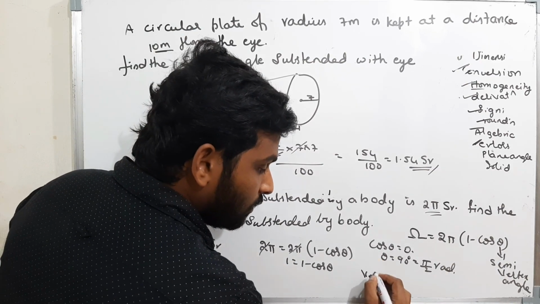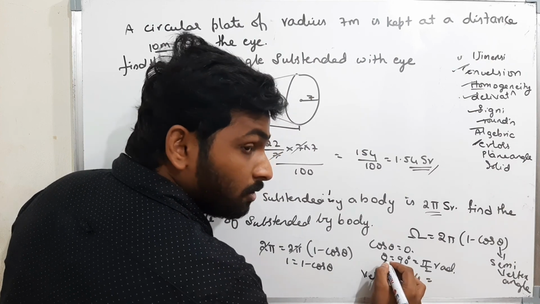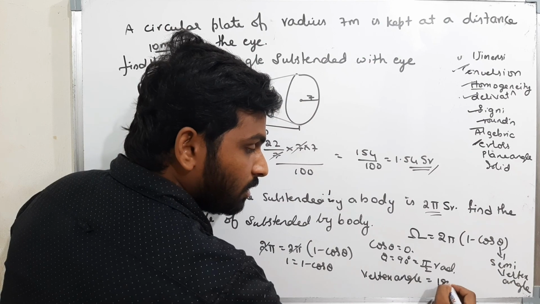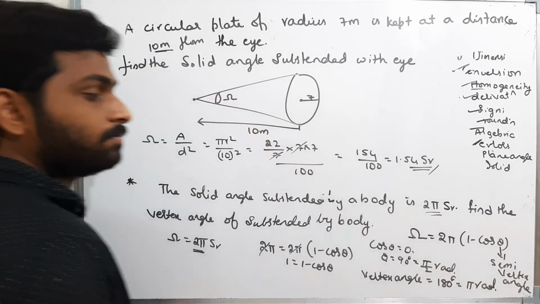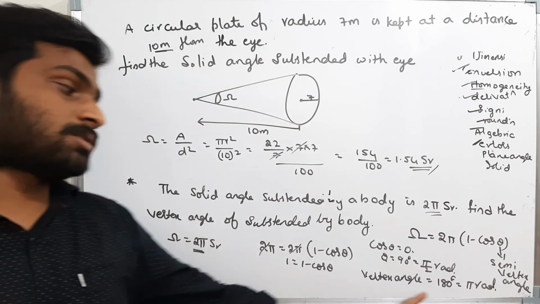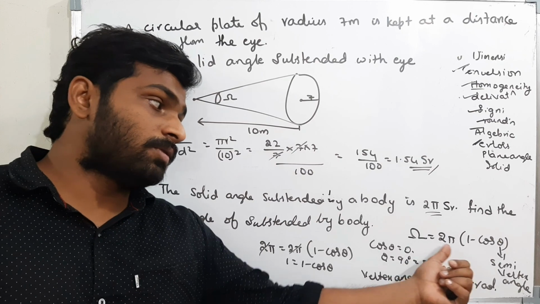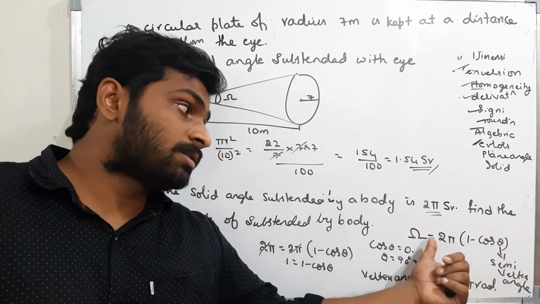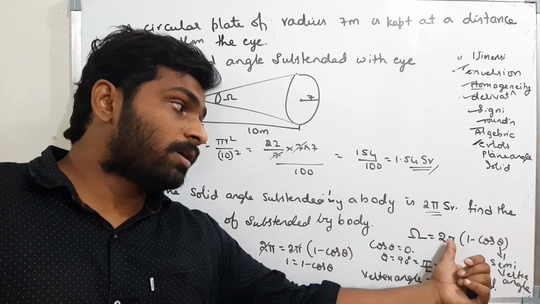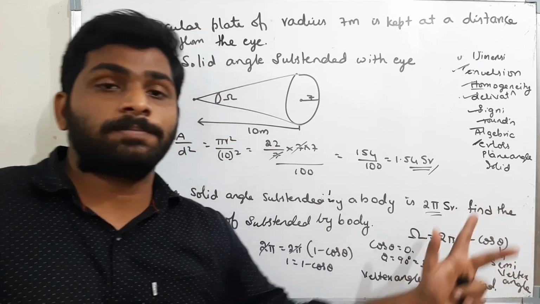Therefore, the vertex angle is 2 into theta, that is nothing but 180 degrees, that is pi radians. The vertex angle is pi radians and the semi-vertex angle we got as pi by 2 radians. The relation between the solid angle and the plane angle is that the solid angle is equal to 2 pi into 1 minus cos theta, where theta is the semi-vertex angle.